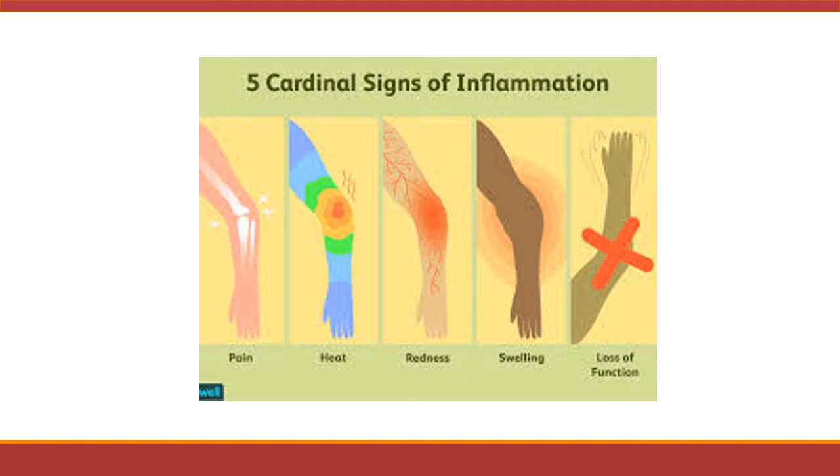The sign number 4 is swelling. Usually in acute inflammatory foci or lesions, the area of inflammation will be swollen or increased in size. And the last sign of inflammation is loss of function. So the area that is inflamed will not function well if we compare it to the healthy organs. So let's try to understand the reasons behind all of these signs.